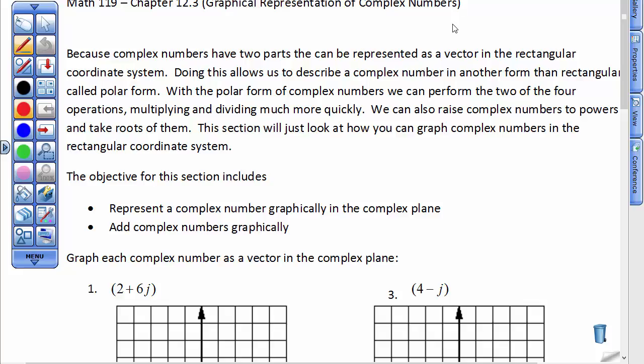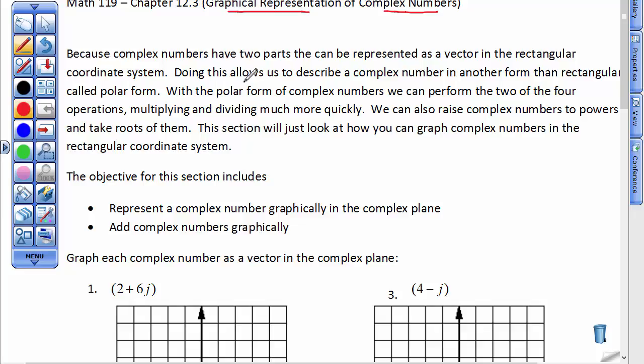This is kind of a fun, quick little section. It allows us to give graphical representation to complex numbers. So because complex numbers have two parts and can be represented as a vector in the rectangular coordinate system, doing this is going to allow us to describe complex numbers in another form than rectangular, which we've been working with mostly, and that form is called polar form.